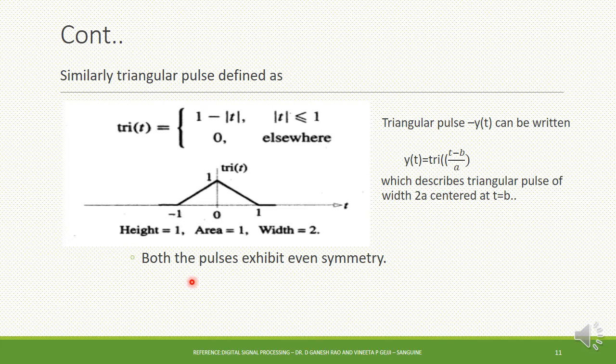Both the rectangular pulse and the triangular pulse exhibit even symmetry. That means both are the same in the positive and in the negative quadrant. Both pulses exhibit even symmetry.